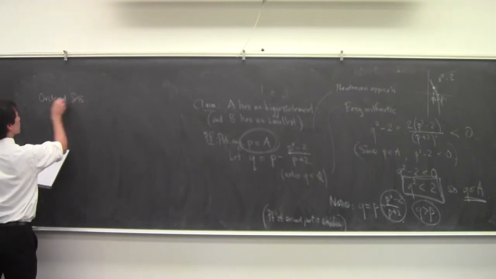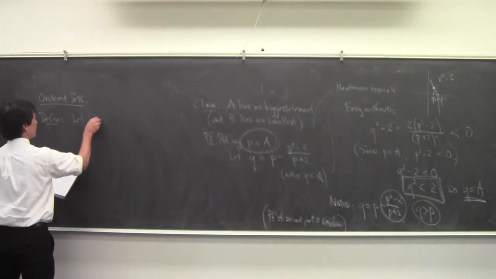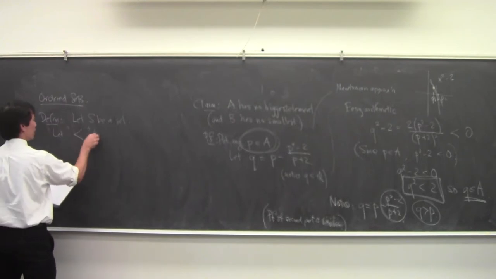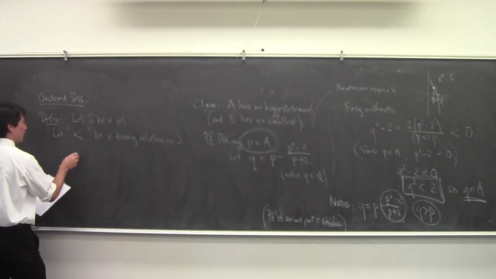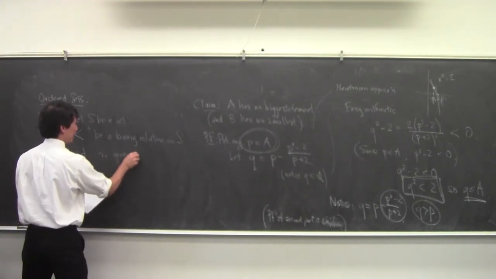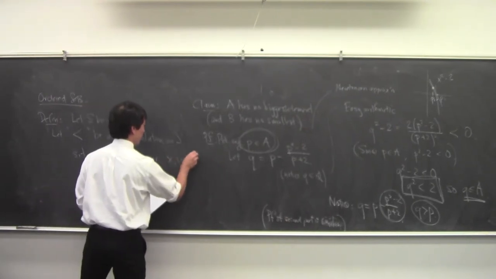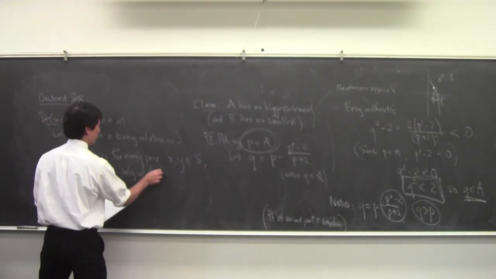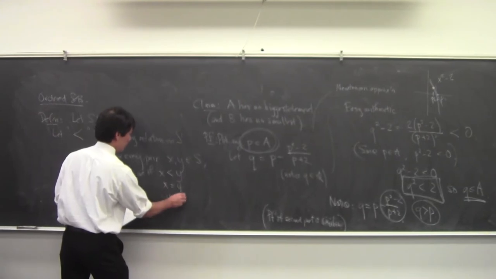Definition: let S be a set, and let this thing be a binary relation on S with the property that, one, for every pair X, Y in S, every pair of elements in S, only one of X less than Y, X equals Y, Y less than X is true.